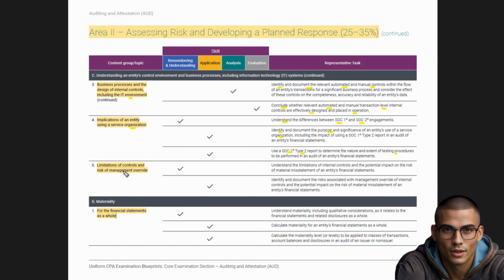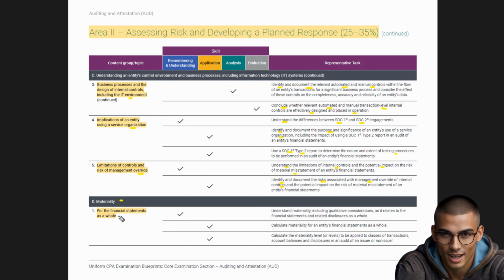Moving on, we have the limitations of controls and risk of management override, where you'll need to understand the limitations of the internal controls and potential impact on the risk of material misstatement. And you'll need to be able to identify and document the risks associated with management override of internal controls.